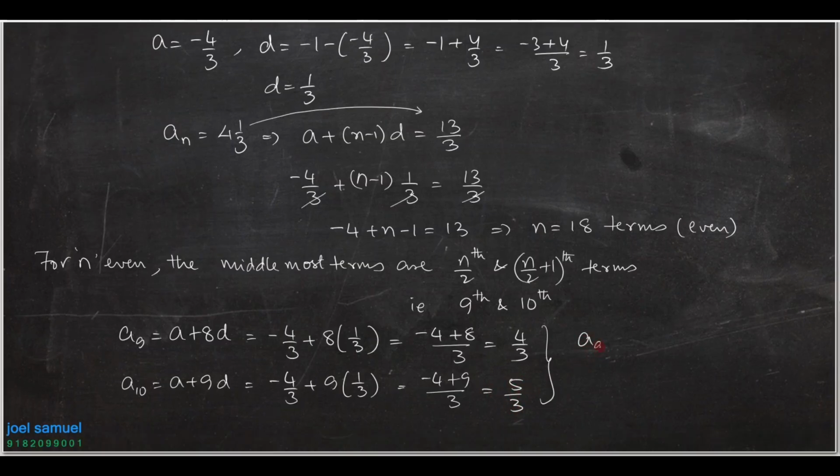And the sum of those two terms would be 4 by 3 plus 5 by 3, which means the sum would become equal to 9 over 3, which is equal to 3, and that is the final answer.